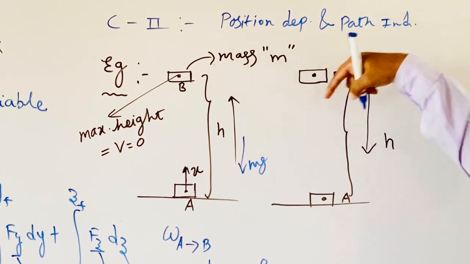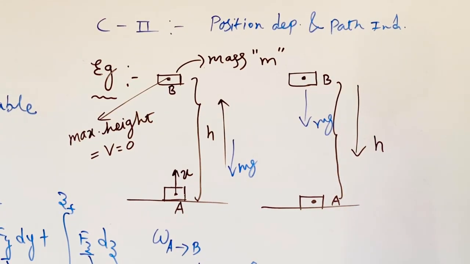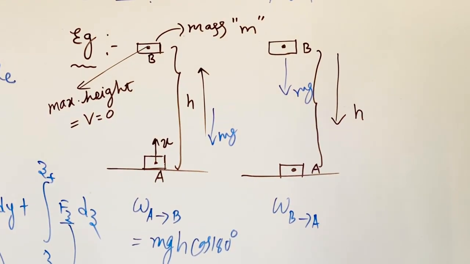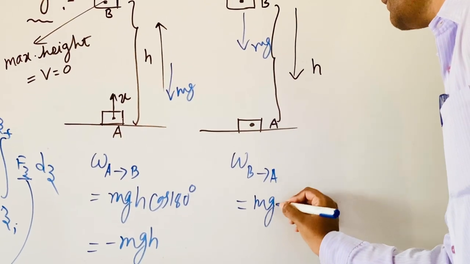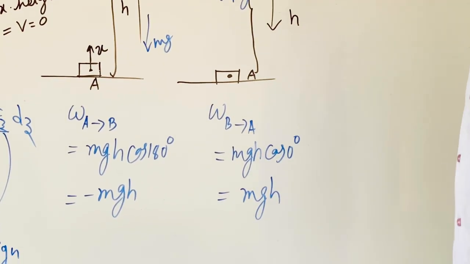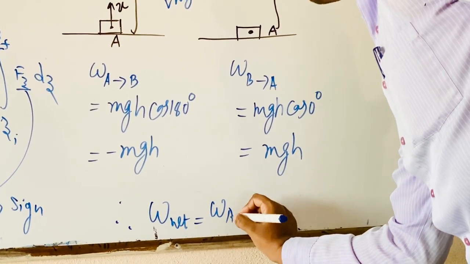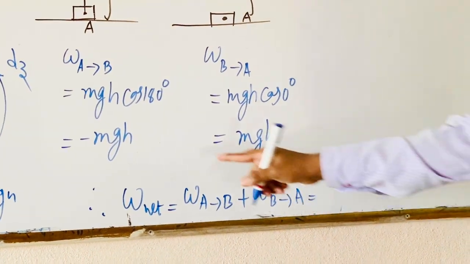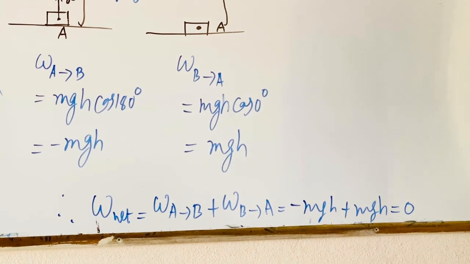Again, here you are seeing this object coming back, from B to A. Still the gravitational force is acting in the downward direction. What is the work done by the gravitational force when the object comes from B to A? The gravitational force is in the downward direction, and the displacement is also downward. That's why we can write mgh cos 0 degrees, which becomes plus mgh. So what is the total work done? For the closed path, W net is equal to W A to B plus W B to A, which is minus mgh plus mgh, so totally it becomes 0.